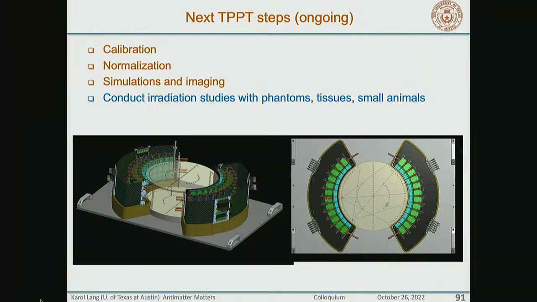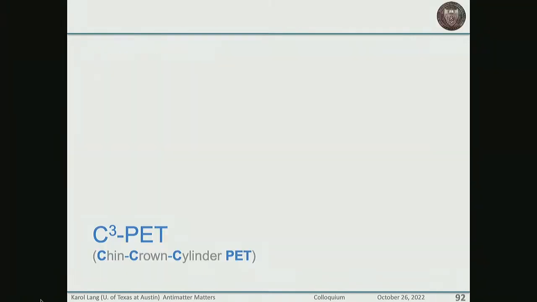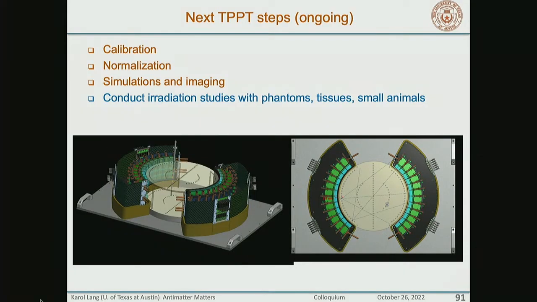Again, mostly, in fact only, with phantoms and the proton beam. And that's where we are on this TPPT. But as you can obviously imagine, as you're working on this day in and day out, you start thinking about other possibilities that one could do having such a system, or improving the system.